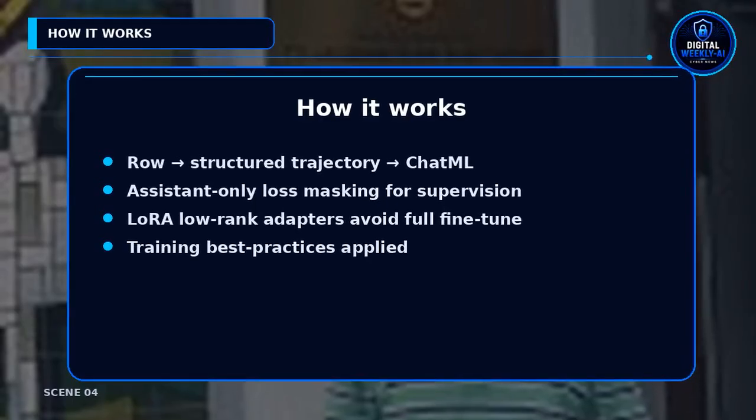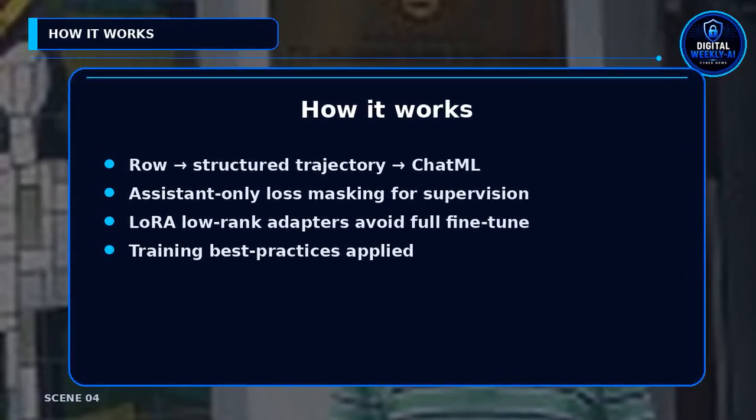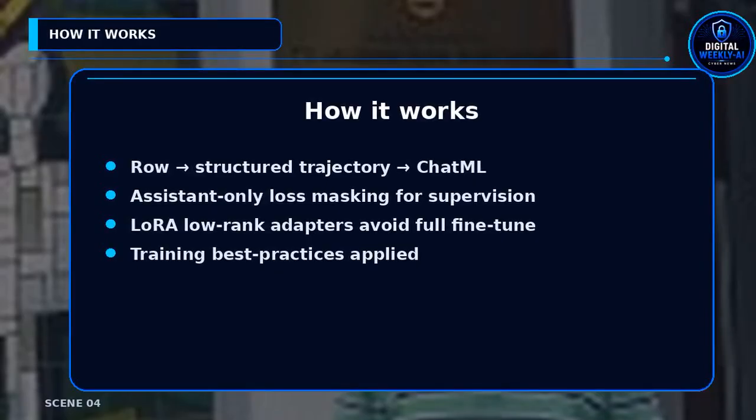The pipeline turns rows into structured trajectory objects with messages, tool schemas, questions, and answers. Embedded tool definitions are canonicalized and reserialized. ChatML maps roles to tokens so loss can be applied only to assistant tokens. LoRA attaches low-rank adapters to avoid full model updates.